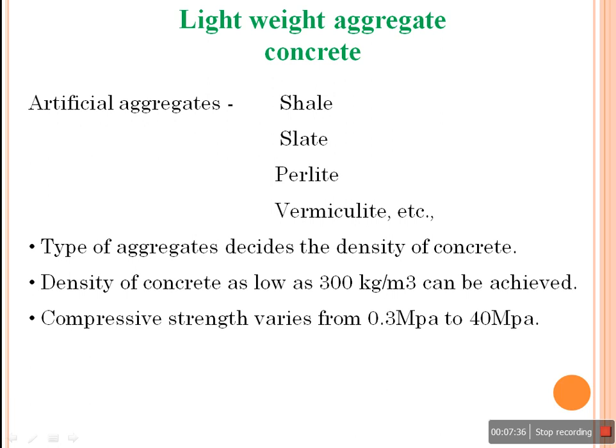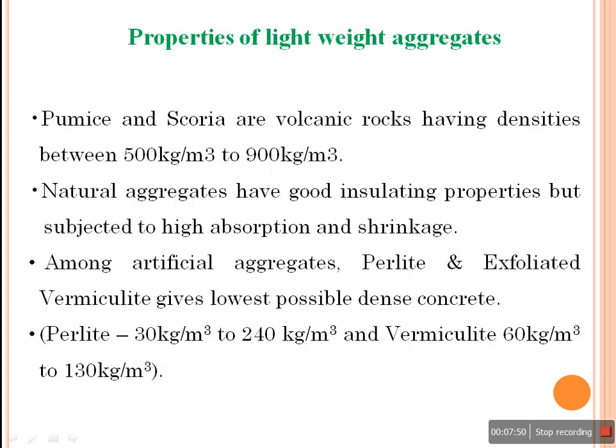This type of aggregate decides the density of concrete, and the density of concrete can be as low as 300 kg per meter cube, and the compressive strength varies from 0.3 megapascals to 40 megapascals. Properties of lightweight aggregates: pumice and scoria are volcanic rocks having densities between 500 to 900 kg per meter cube.